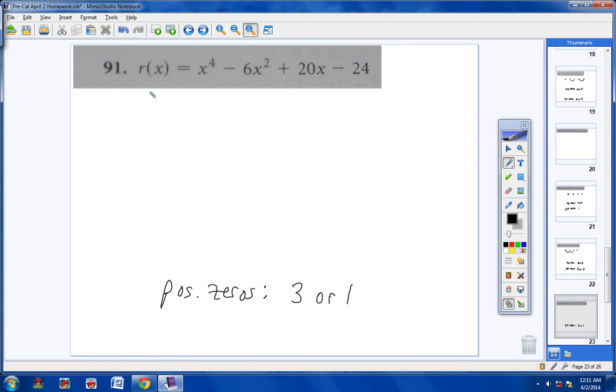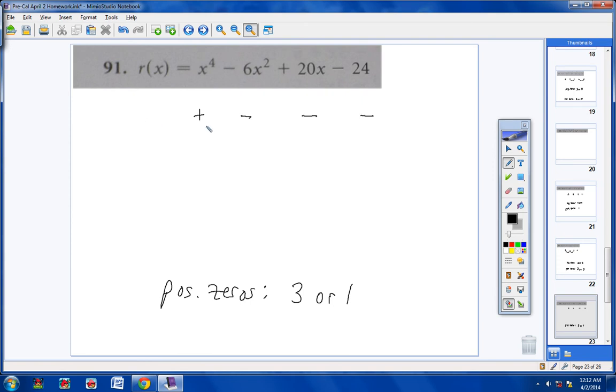All right, now everywhere there's an x, I'll put a negative x. Negative x to the 4th power would be a positive. Negative x to the 2nd power is positive times the negative is negative. Negative x right here, 20 times negative x would be a negative, and then negative 24.